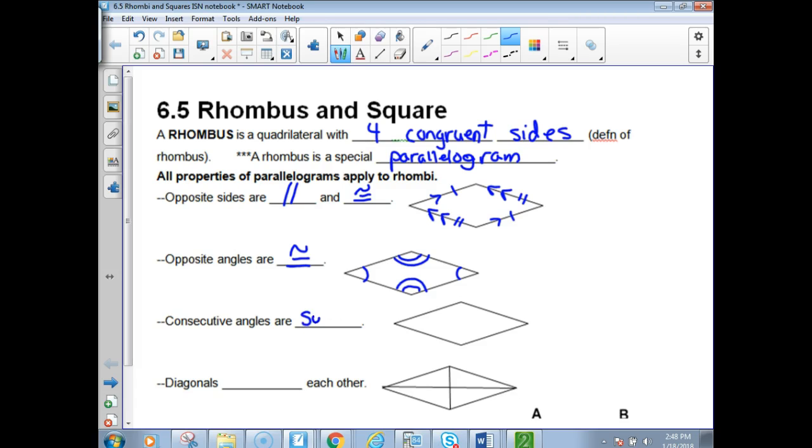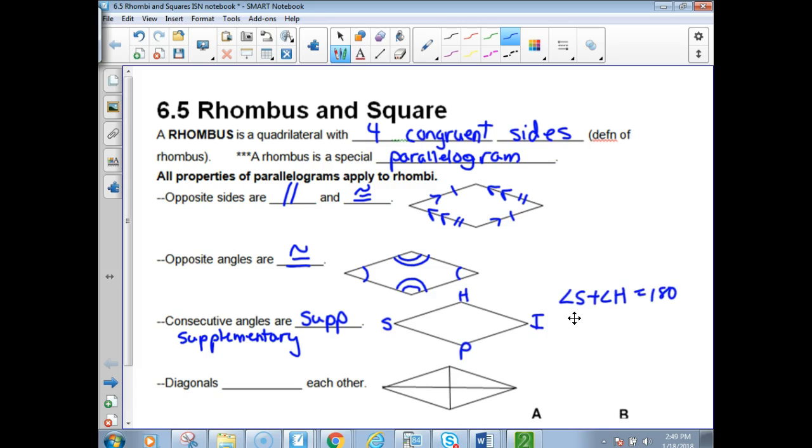Consecutive angles are supplementary. We've abbreviated that SUPP, which of course means supplementary. You don't have to write that word out if you already know what it means. If I call this figure SHIP, S-H-I-P, what that implies is consecutive angles. Some people don't seem to know what that word means. It means one after the other. So angle S plus angle H equals 180.